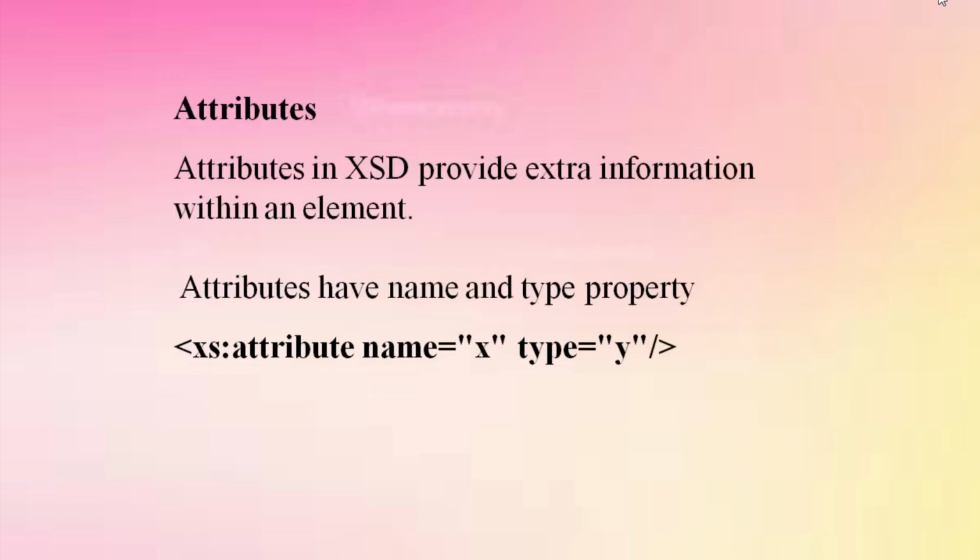Attributes. An attribute in XSD provides extra information with an element. Attributes have name and type properties. How do we define these attributes in XML schema? xs:attribute name equals X and type equals Y.